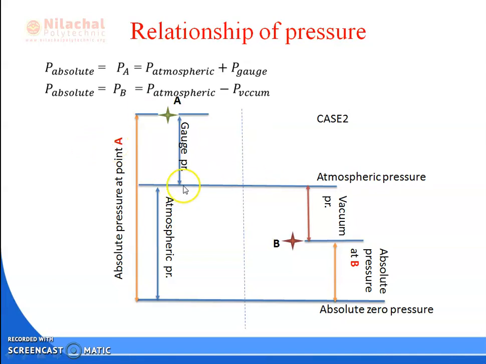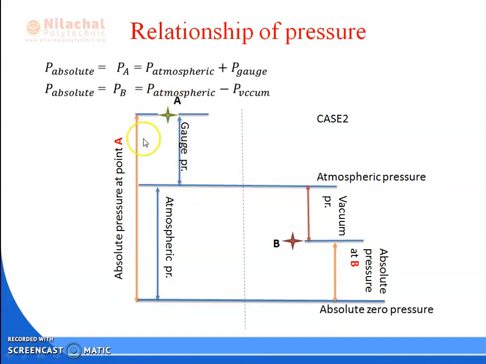Then I have to draw another line, that atmospheric pressure line, which is above absolute zero pressure. So from here to here, that is your atmospheric pressure. Suppose I want to measure the pressure at a point with reference to atmospheric pressure. So you should know whether the point is above atmospheric pressure or below atmospheric pressure. Suppose the point is above atmospheric pressure.